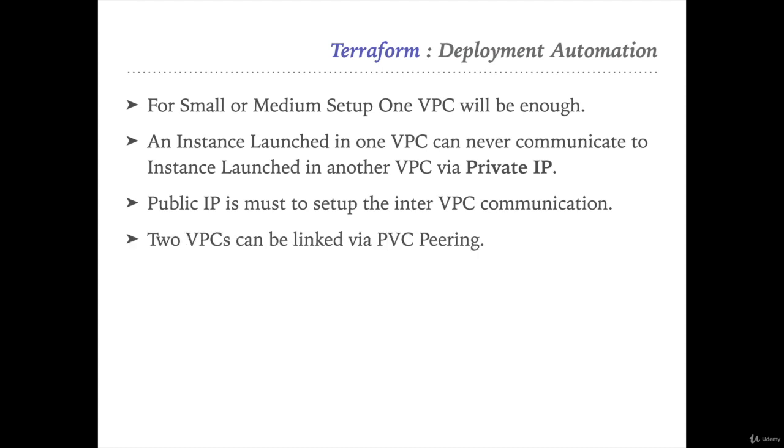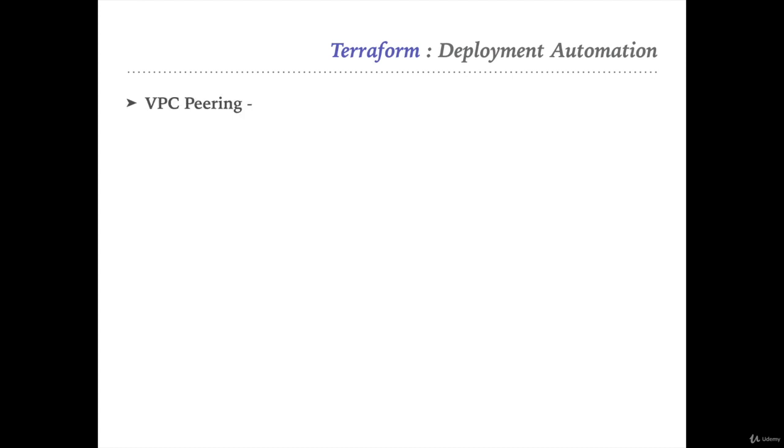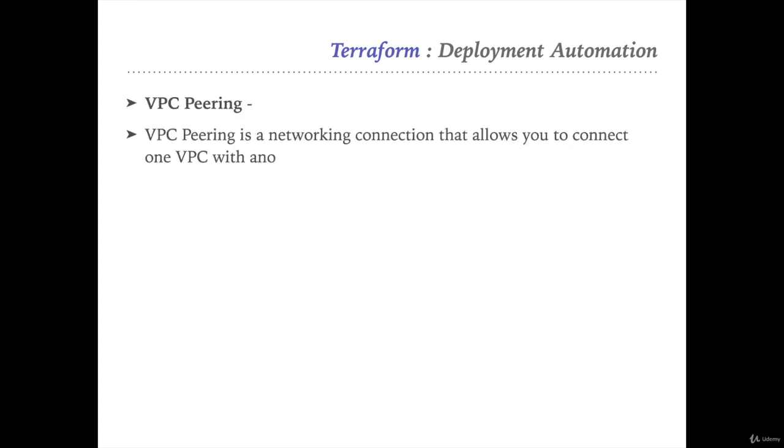Two VPCs can be linked by VPC peering, right? In the modern organization, VPC peering is a very common thing. So if you want to pair up multiple VPCs, you can use VPC peering. Let's discuss VPC peering a bit. VPC peering is a network connection that allows you to connect one VPC with another VPC through a direct network route using private IP addresses. Whenever we define VPC peering, basically we are creating a bridge between two VPCs, right? Which will enable the VPC machines to communicate over the private IP instead of the public IP.